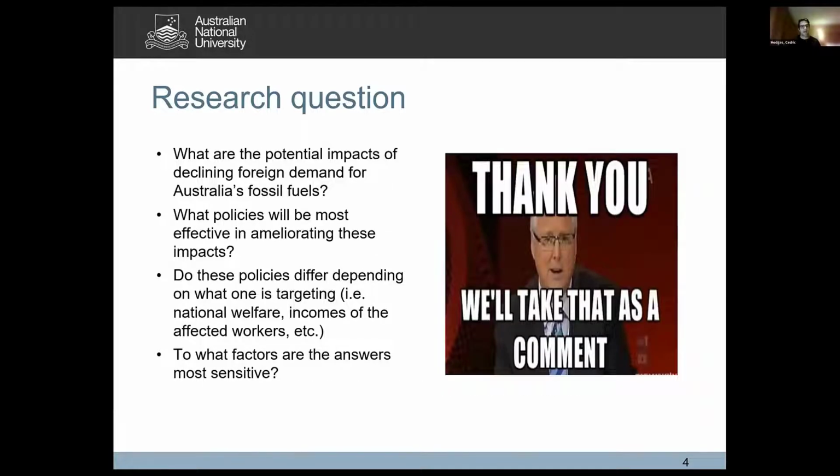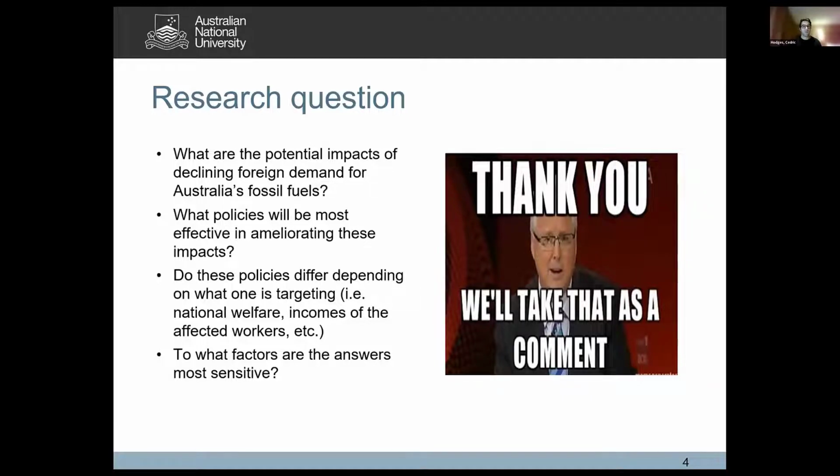So boiling it down, I've got a series of questions here. The first overarching one is, what are the potential impacts of declining foreign demand for Australia's fossil fuels? That's the meta point. But then under that, there's also the question of, given whatever the answer is, and I'll show some results here, but it still requires refining, what policies will be most effective in ameliorating these impacts?